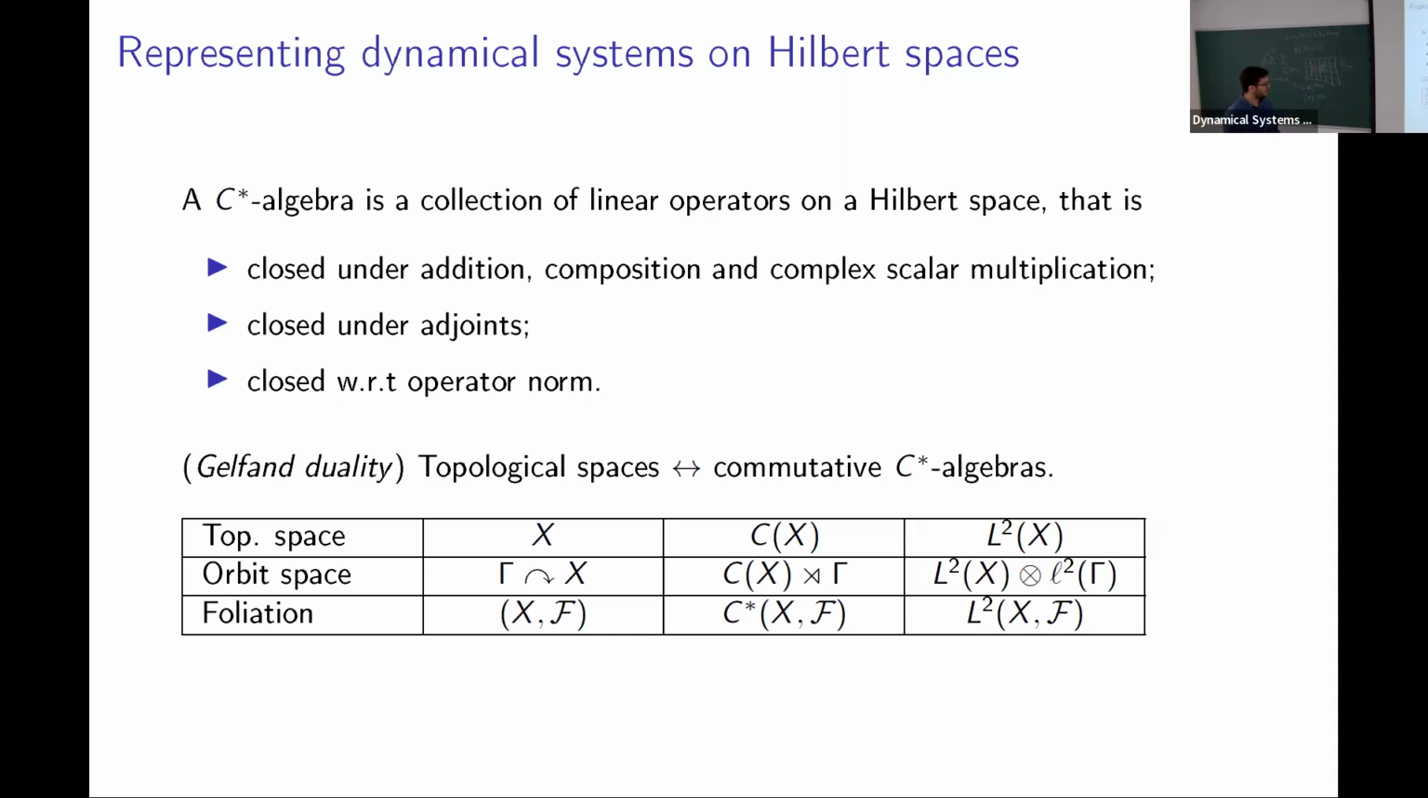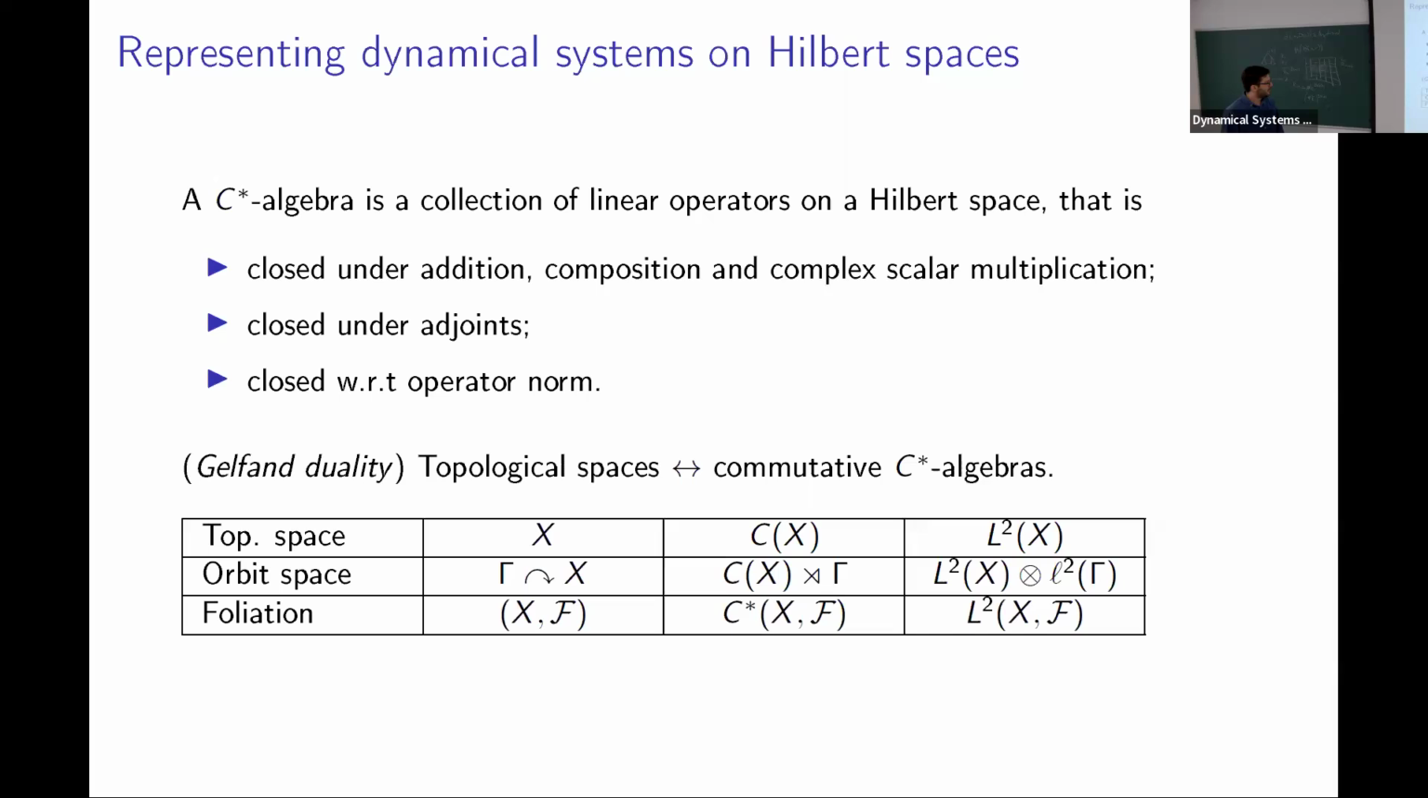And the Gelfand duality says that topological spaces are in direct correspondence with commutative C*-algebras. So you have a topological space. How do you get a commutative C*-algebra? Well, the continuous functions on that space equipped with the supremum norm. Now, if you have a commutative C*-algebra, how do you go to topological spaces? You consider the character space of the algebra, and this becomes a nice topological space.